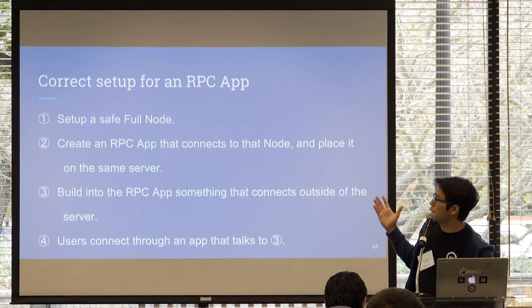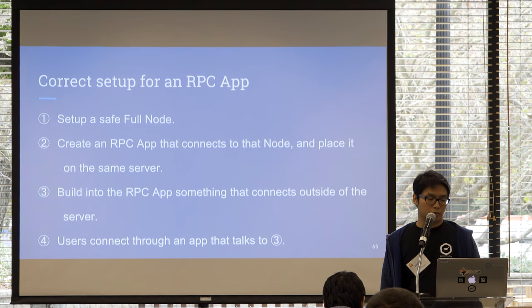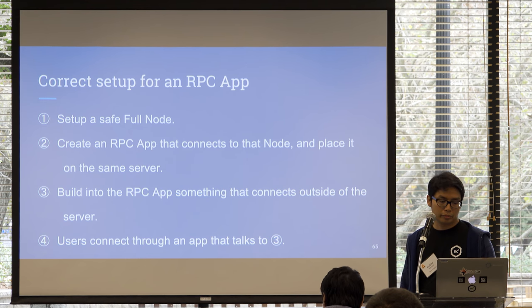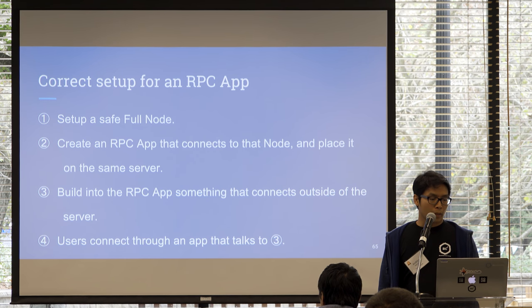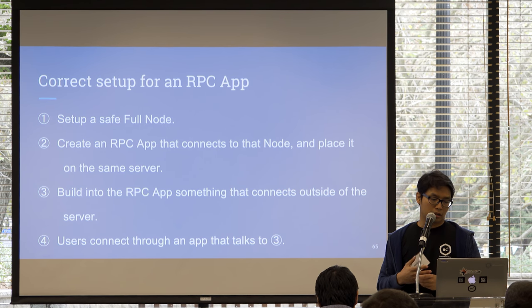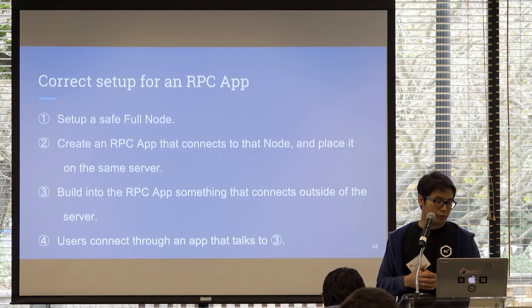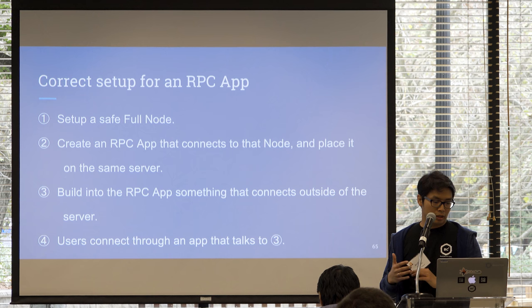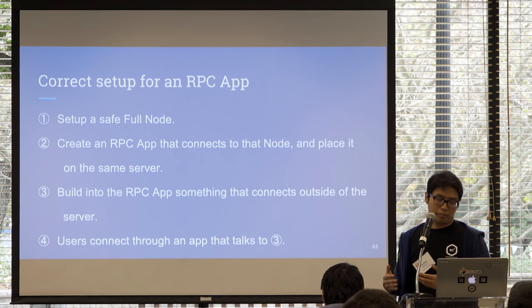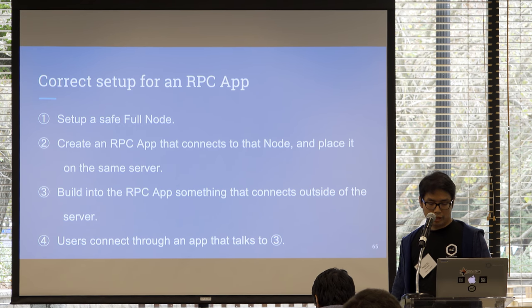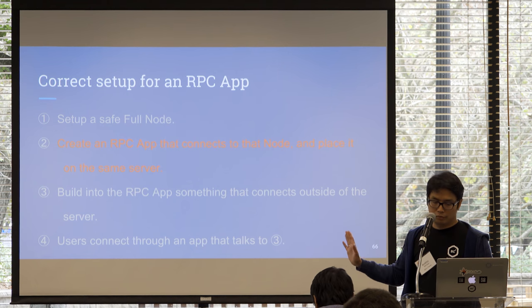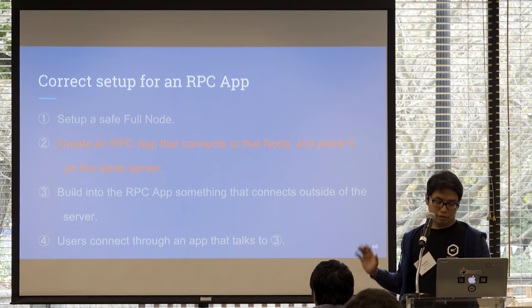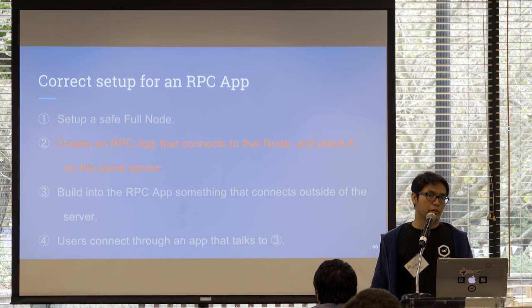So these are the steps. You set up a safe full node, of course. You have to check that you're on a clean computer, a clean server. And then you create the RPC app that connects to that, place it on the same server or a different one, depending on what you like. And then you can build the RPC app so that it connects outside of the server, and the users connect through an app or something that talks to that one. So this one just focuses on two. You could do like 1, 3, 4.